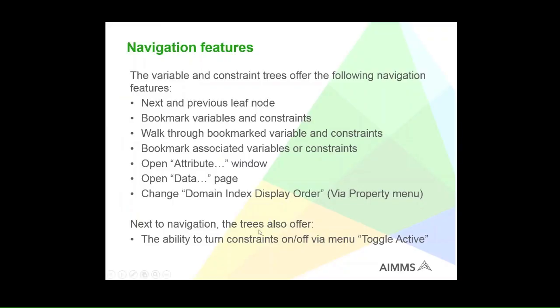And then, as I mentioned, next to the navigation, you also have the ability to toggle active, so to turn off a constraint or a variable. And basically, I don't want this in the model. Can you resolve what happens? So these are the basic navigations.